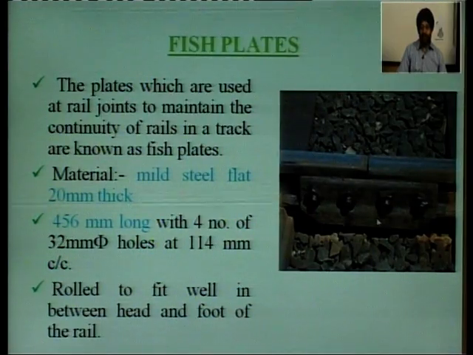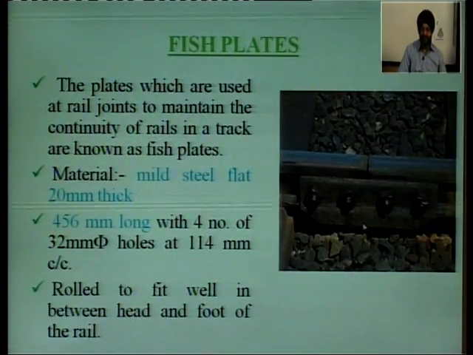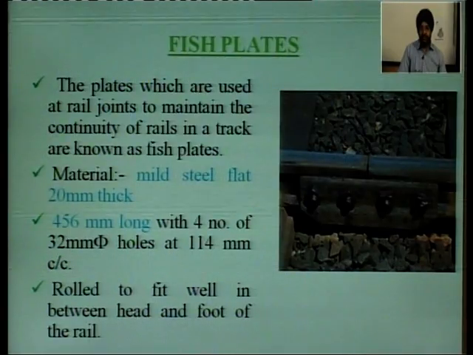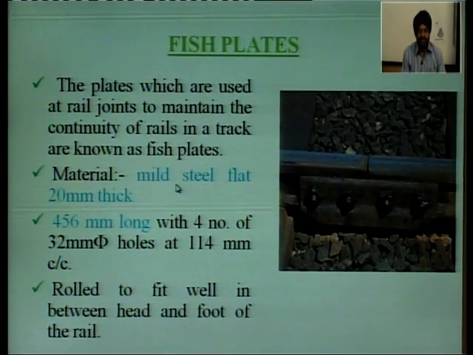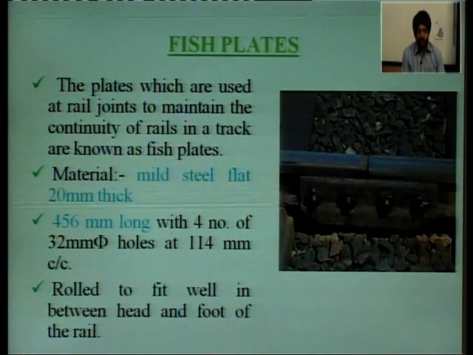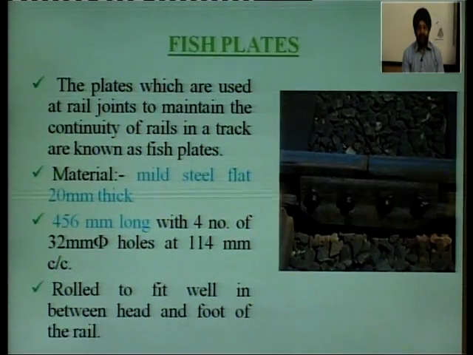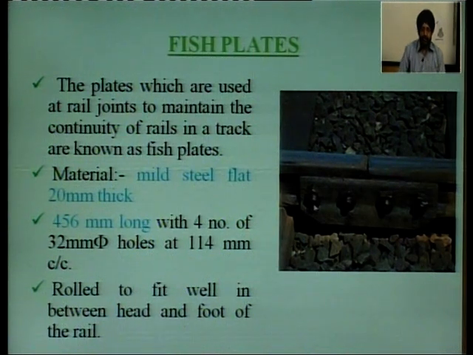So, this is giving a very clear idea what exactly a fish plate is. These fish plates are mostly made up of mild steel flats, and their thickness is 20 mm. And regarding their length, these fish plates are 456 mm in length, with 4 holes, as you can see here: 1, 2, 3 and 4.